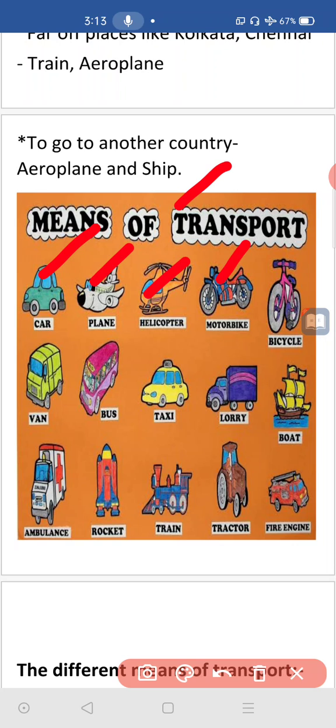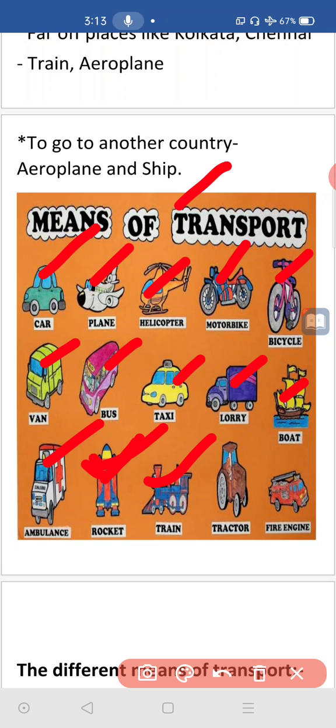Then this is bike, land transport. Cycle, bicycle, van, bus, taxi, lorry, boat. It will be moving on water. You know which vehicles move on land, which move on water, and which are used in the air. Here, rocket will be used in air transport. It is considered a means of air transport. And train, we use it on railway tracks, it means on land only.